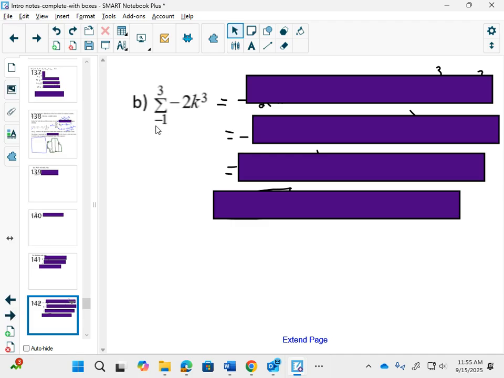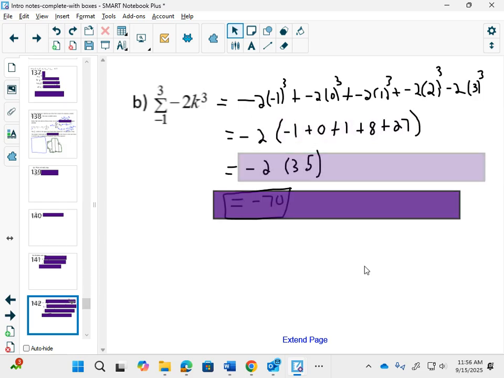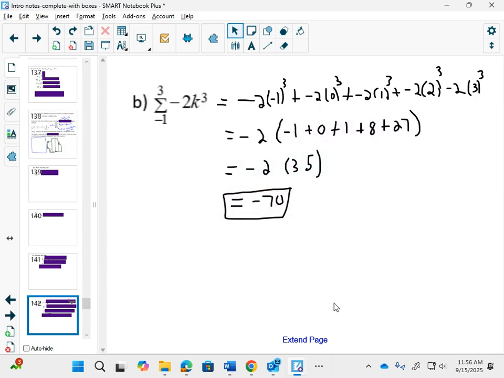Here, this time we're starting at -1, then you do 0, then 1, then 2, then 3. -1, then 0, then 1, then 2, then 3. So we end up with 5 things this time. Evaluate each one. And we get a -70 in the end.